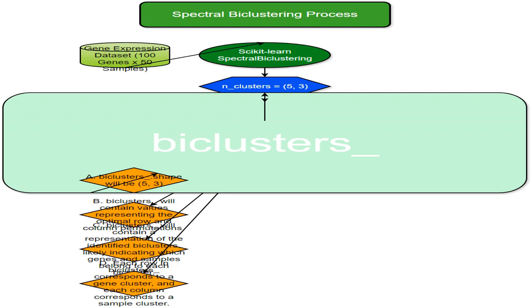This is the output of the algorithm, the result of the biclustering. It tells me which genes belong to which of the 5 gene clusters and which samples belong to which of the 3 sample clusters. It's not just the number of clusters, but a detailed list of assignments.